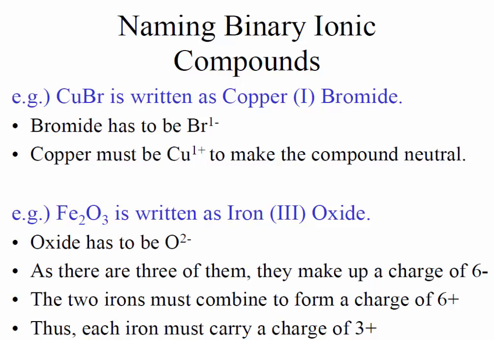Fe2O3 is iron(III) oxide. So this one, you've got 3 oxygens. Each oxygen has a charge of -2, so that means you have a total negative charge of 6. That means your 2 irons must combine to give you a total positive charge of 6. The only way that can happen is if each iron has a charge of +3. So again, the Roman numeral tells you the charge of the metal. You only use Roman numerals when metals can have more than one charge, and look at your table of ions to figure out which metals those are.